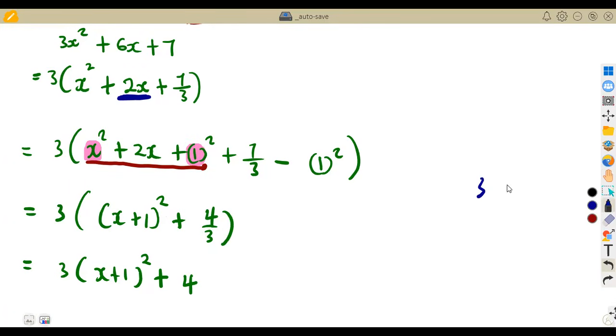3 times 4 over 3, guys. 3 times 4 over 3. You can even use the calculator, but this will cancel. You get what? You get a 4. So that is what we are going to have. So we have completed the square by using the traditional method.